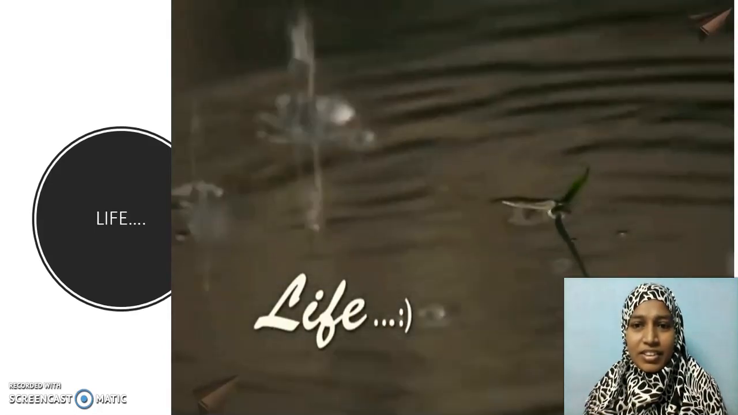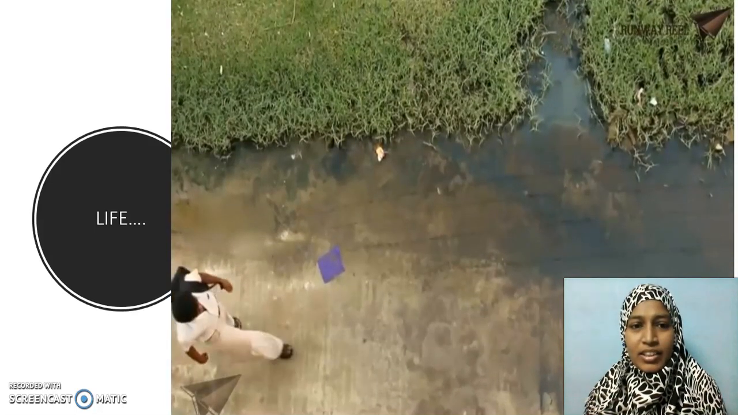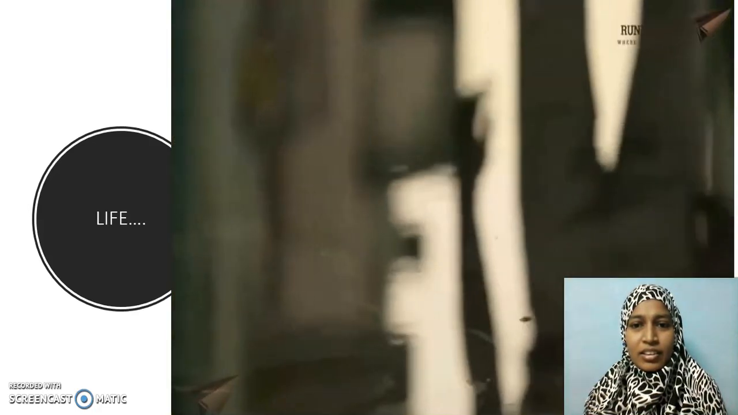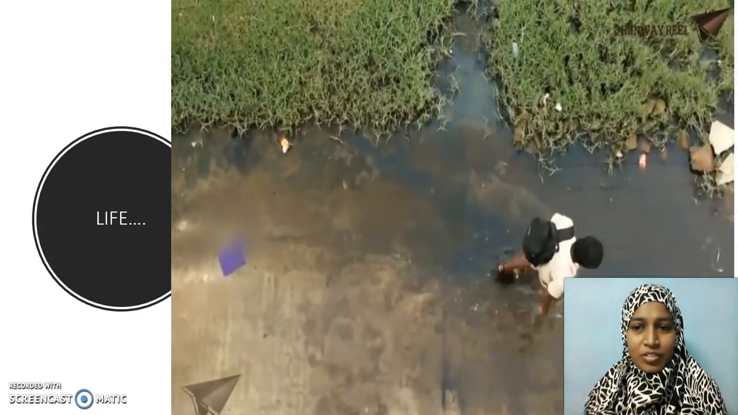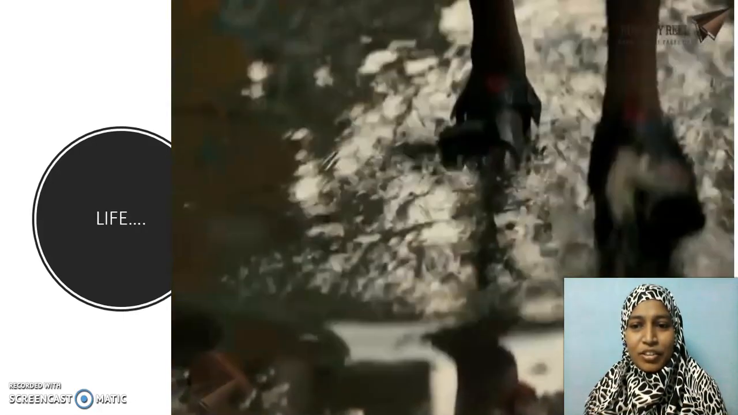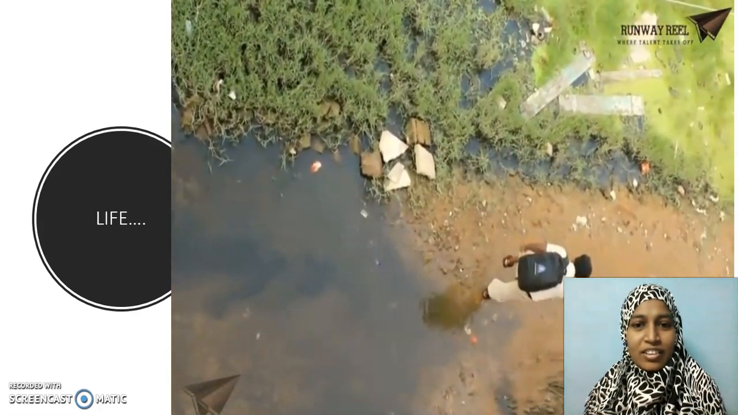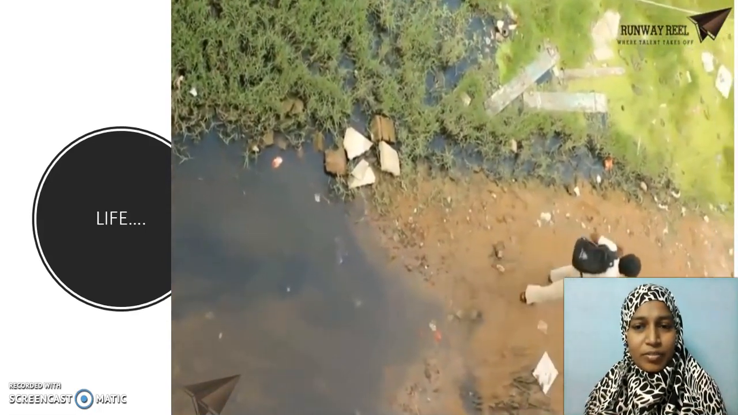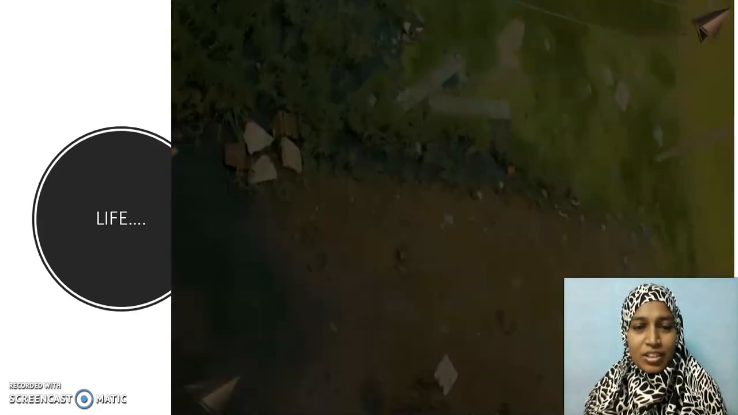It's a rainy season and water has stagnated. This gentleman is very smart. He folded his pant and crossed that stagnated, dirty water. And do you think he is smart?